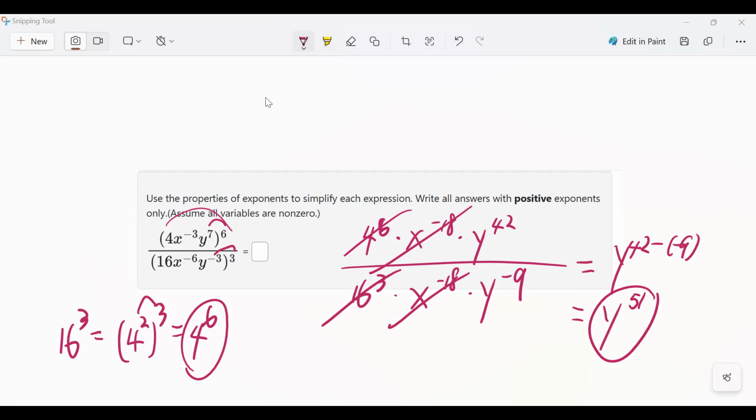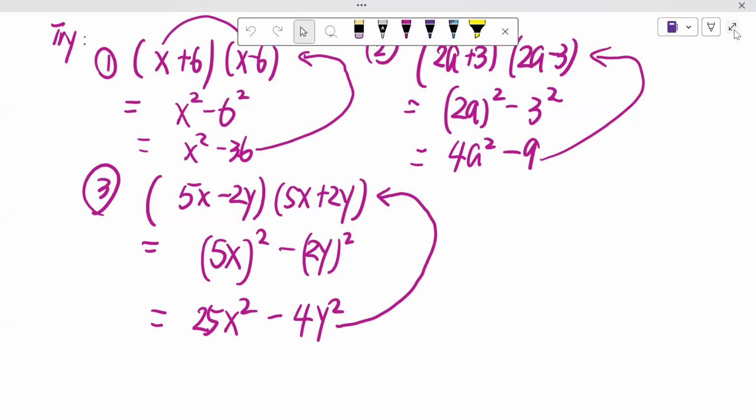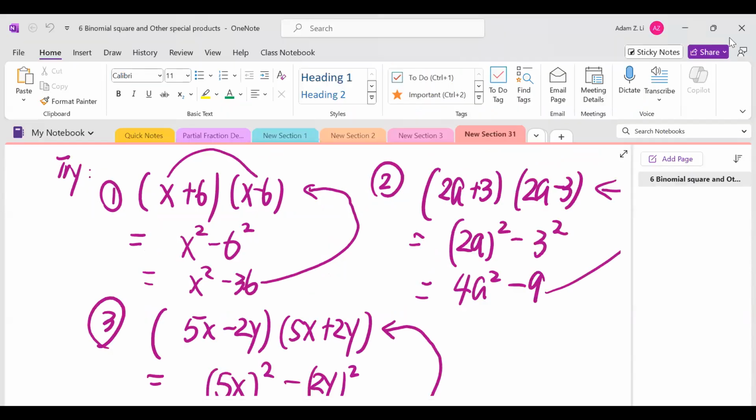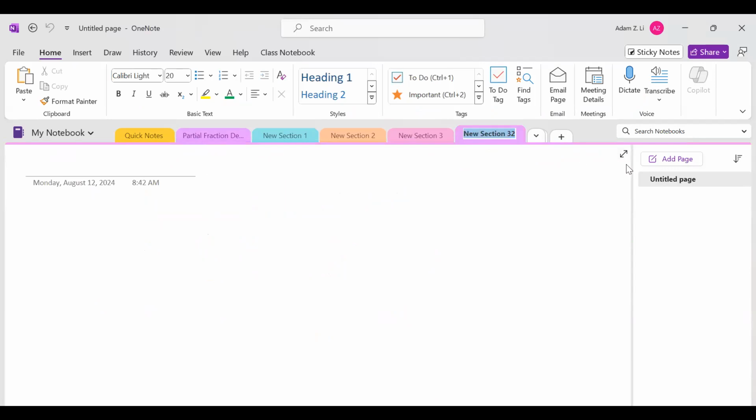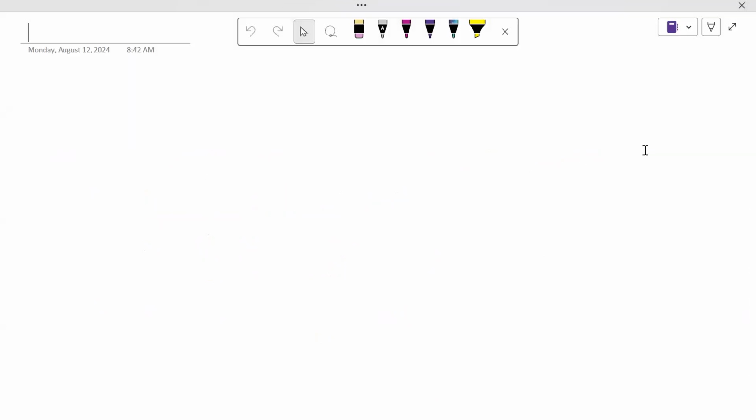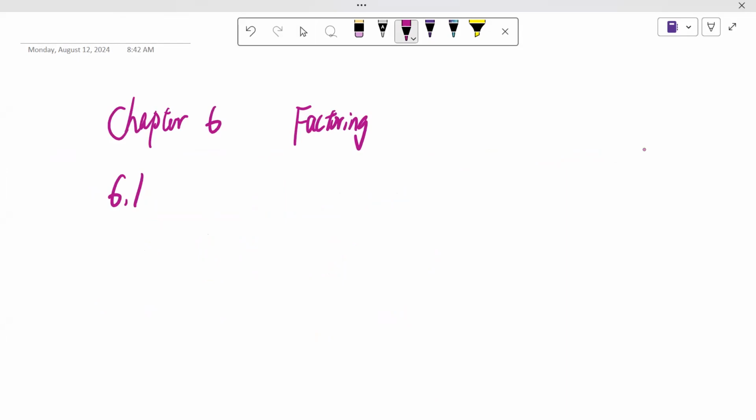All right, so we're going to get started on chapter 6. Chapter 6 is mainly about factoring. I'm going to give you a little bit of lecture on the factoring stuff. The whole chapter is about factoring. Section 6.1 is on the greatest common factor, GCF, the greatest.